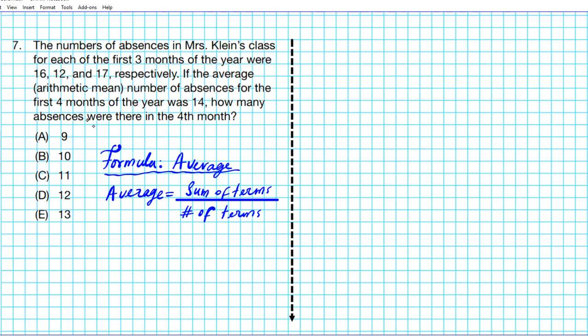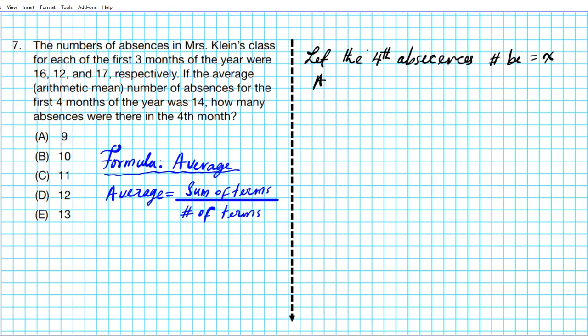So it says how many absences were there in the fourth month. So we don't know what that is. So let's assign a variable to that, okay? So let the fourth absence number be x.